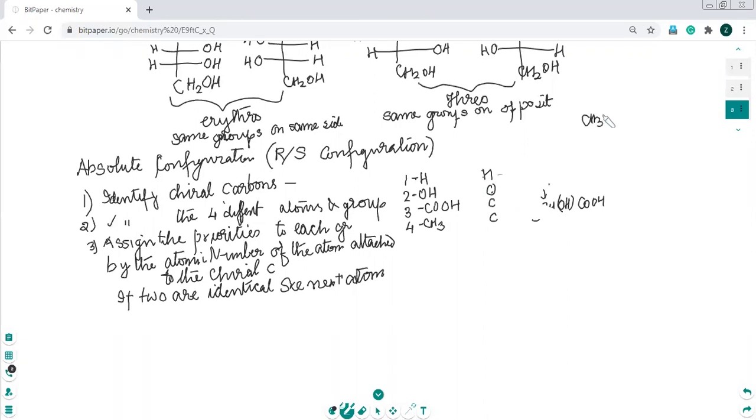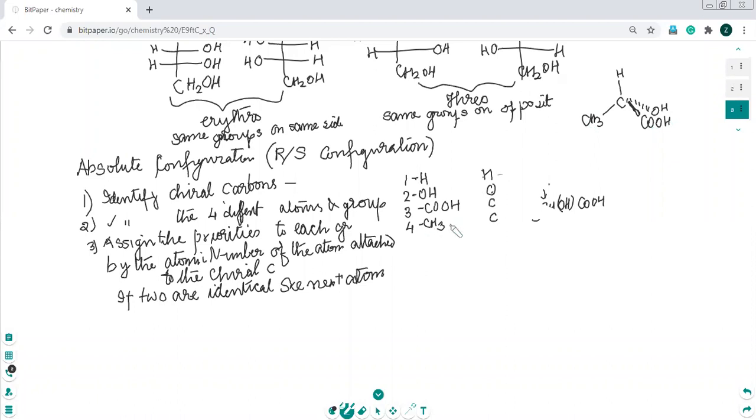CH3. Suppose this is the molecule which we are talking about. Okay, so this is the molecule. The COOH is to the front, OH is back, H is on the top, CH3 is on the left hand side.